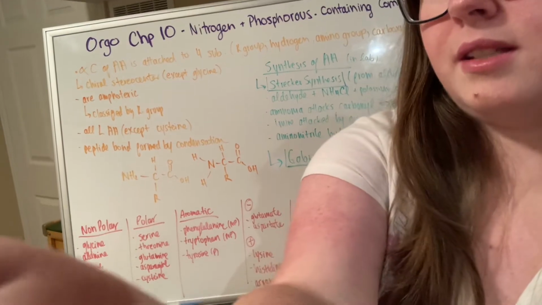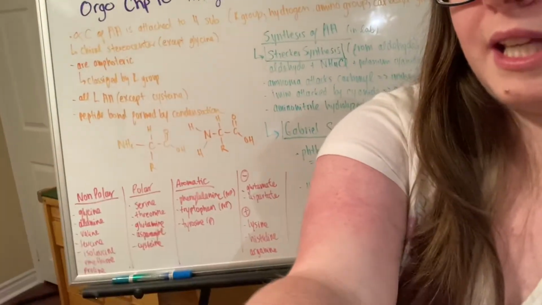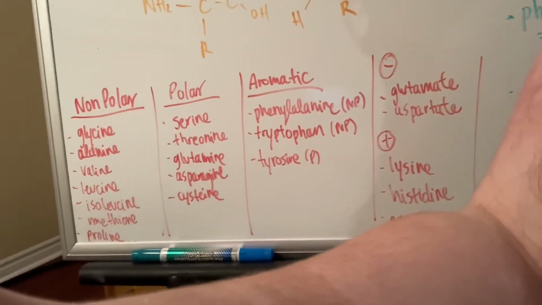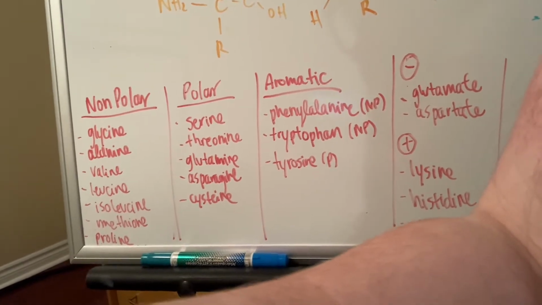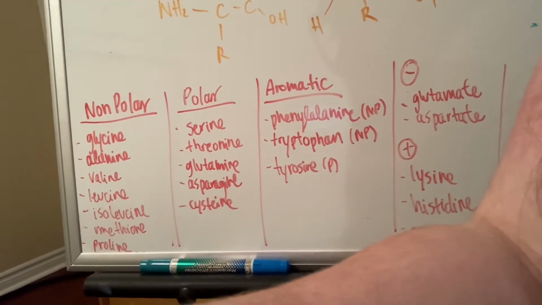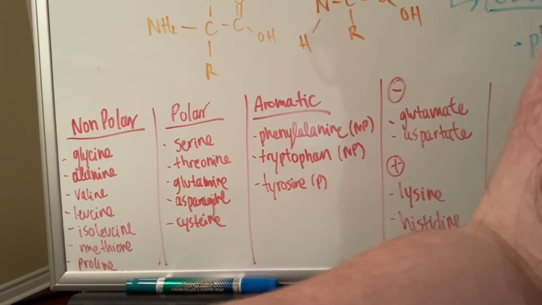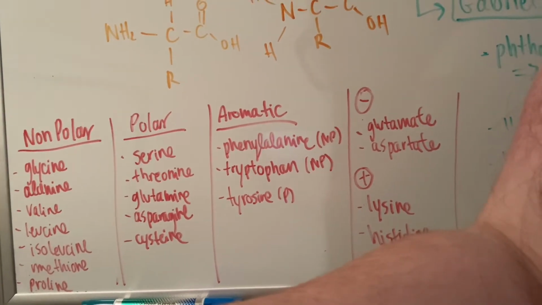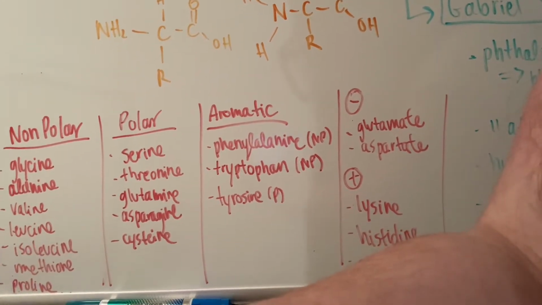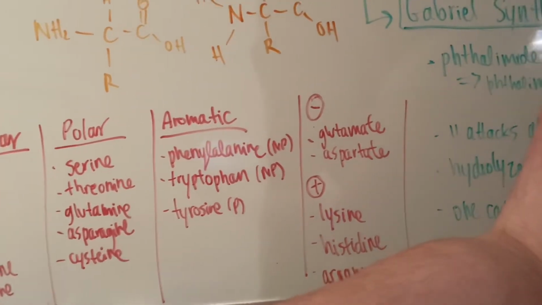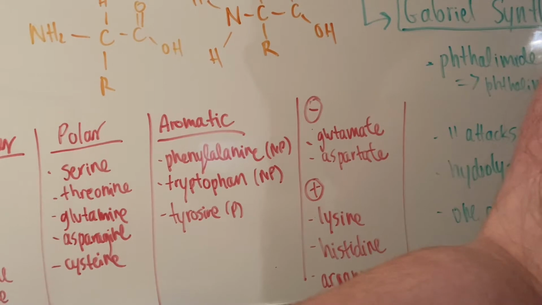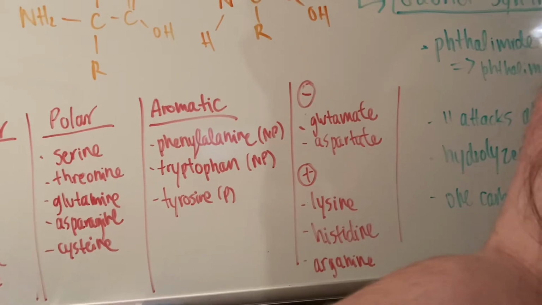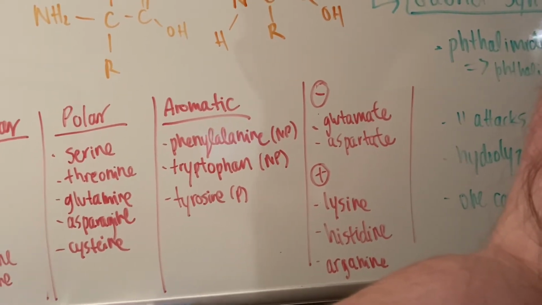I'm going to show you the classifications, so I'll bring you down here to see for a minute. We have the nonpolar ones, which are glycine, alanine, valine, leucine, isoleucine, methionine, and proline. Then we have the polar ones, which are serine, threonine, glutamine, asparagine, and cysteine. We have the aromatic ones, which are phenylalanine, tryptophan, and tyrosine is a polar one. Then we have the negatively charged glutamate and aspartate. Those are the only 2. And lysine, histidine, and arginine are our basic amino acids, and they have a positive charge.